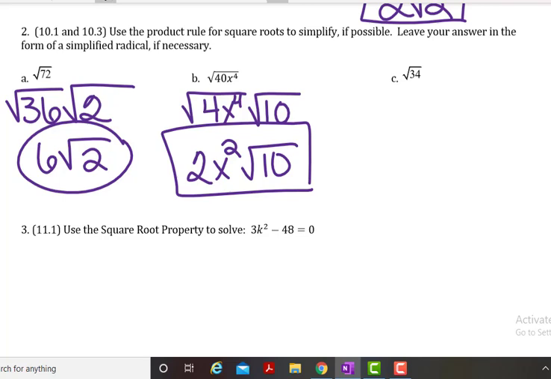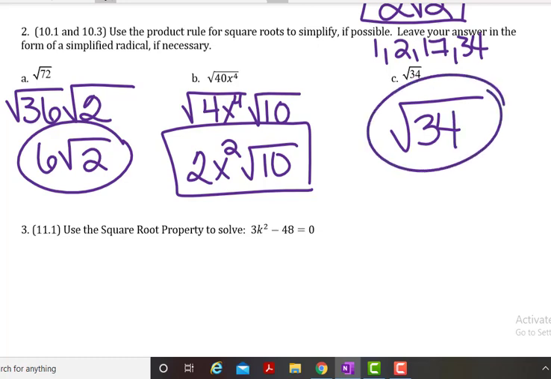C, the square root of 34. With the square root of 34, let's look for any factors that are perfect squares. The factors of 34 are 1, 2, 17, and 34. None of them are perfect squares. So that means we cannot simplify, and our final answer is simply the square root of 34.